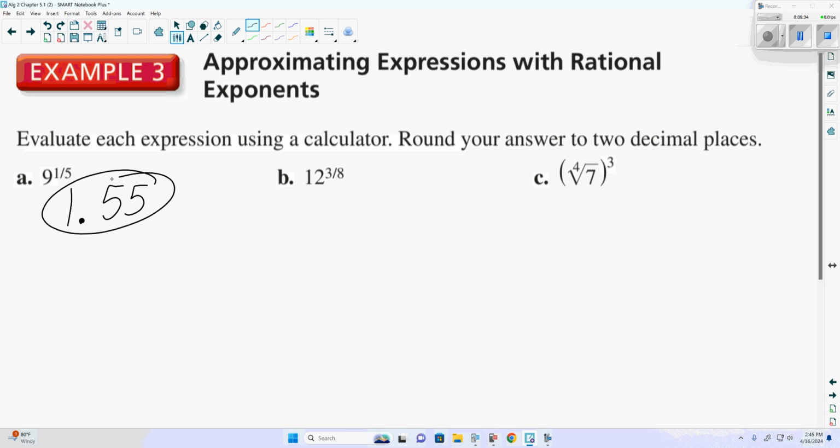All right. Well, let's look at the instructions. Evaluate each expression using a calculator. Round your answer to 2 decimal places. So 1.55. That's it. Because here, 9 to the 1/5, we're looking for what number times itself 5 times is 9. Well, there's not one. So we get 1.55.